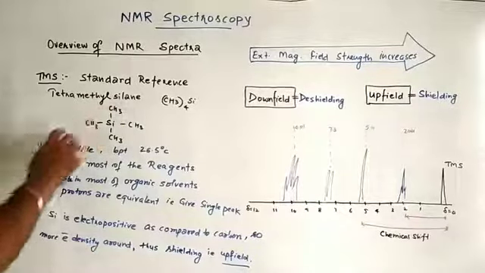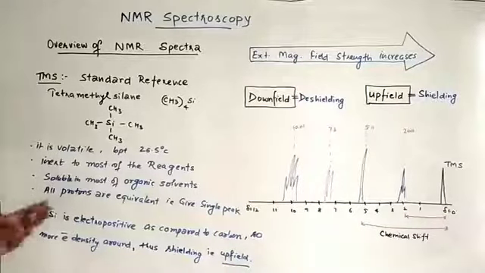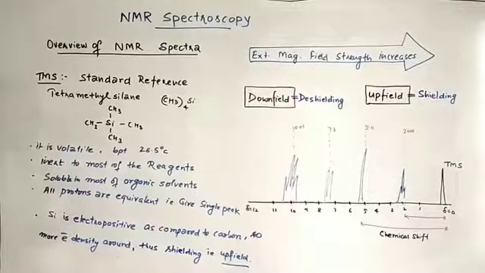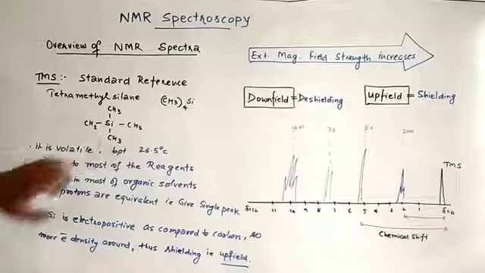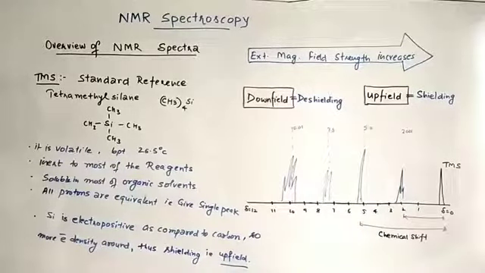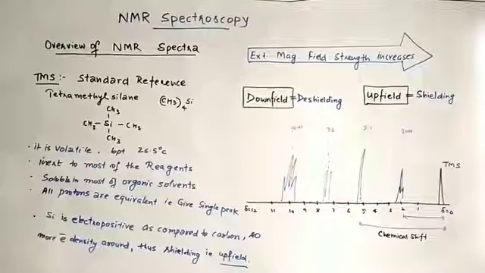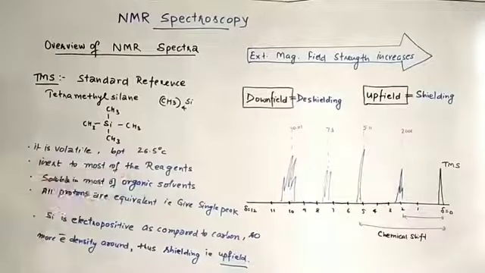That's why we use this, because it is volatile. It can be easily evaporated. Its boiling point is 26.5 degrees Celsius, so just heating the sample, it will evaporate. The second thing is that it is inert to most reagents. It will not react, because the silicon-carbon bond is between elements of the same family, and this is almost a non-polar bond. Non-polar compounds like alkanes are very less reactive toward any reagents. Unless we provide drastic conditions, they will not react. So the second characteristic is that it is inert to most reagents.